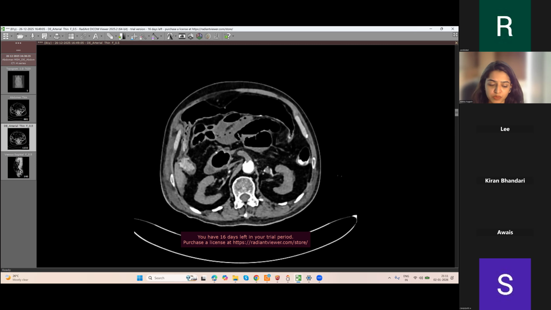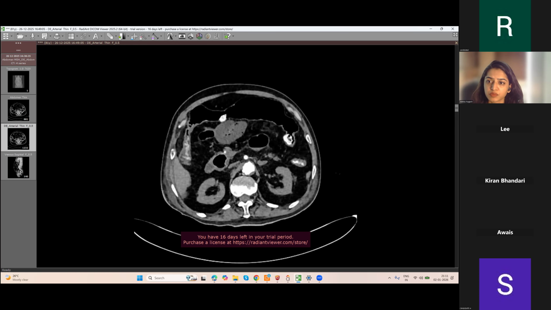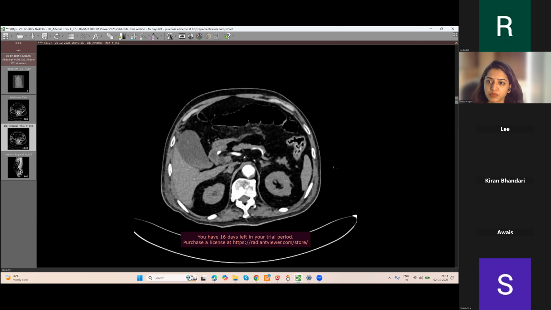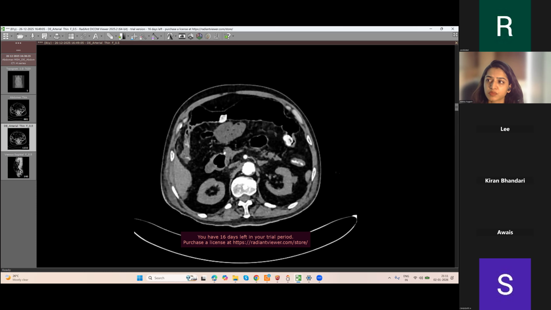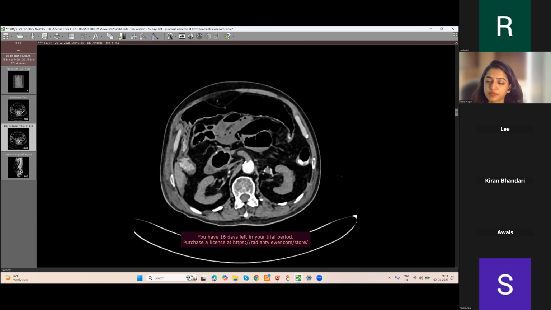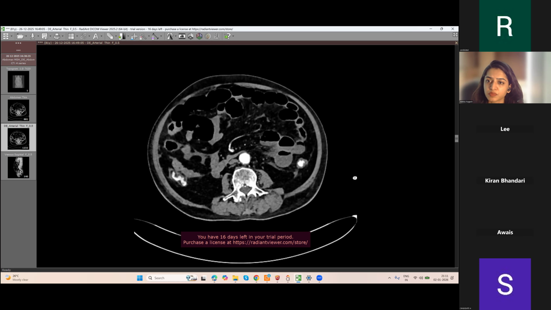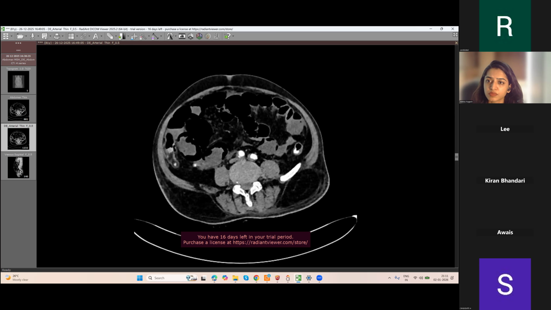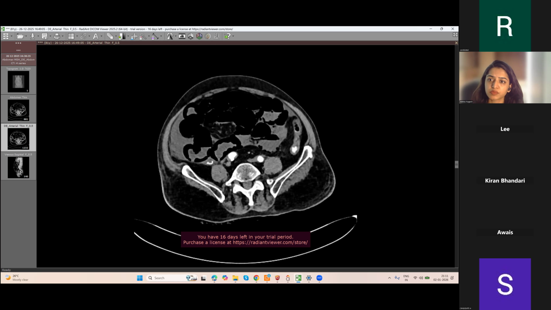This is suggestive. This is a case of the mesenteric ischemia that is causing the small bowel obstruction. In my normal practice, I would also look at the lung window to look for the perforation, and the bowel wall as well to look for the ischemia within the bowel wall. Yeah, the bowel wall is not enhancing.